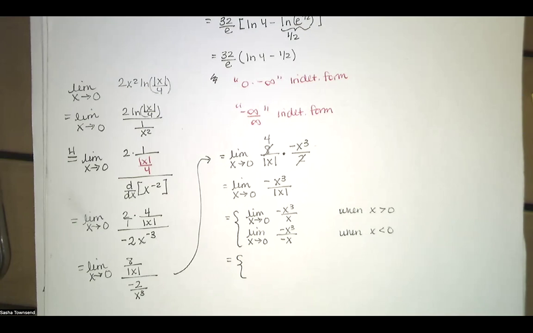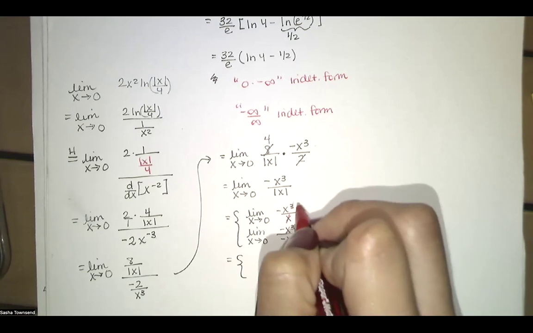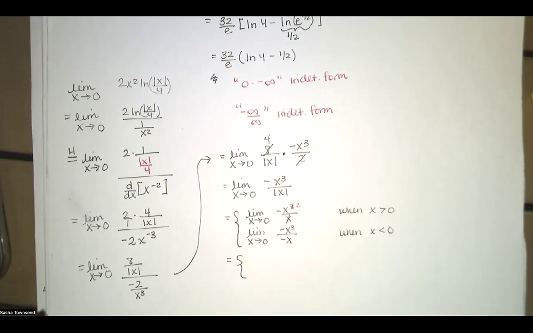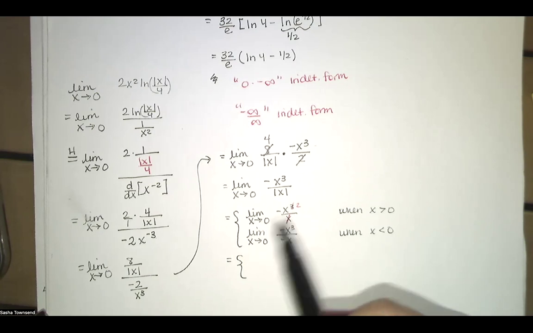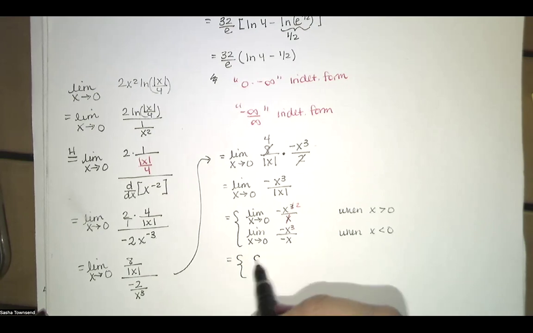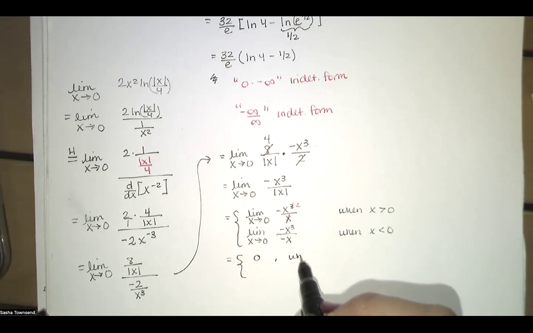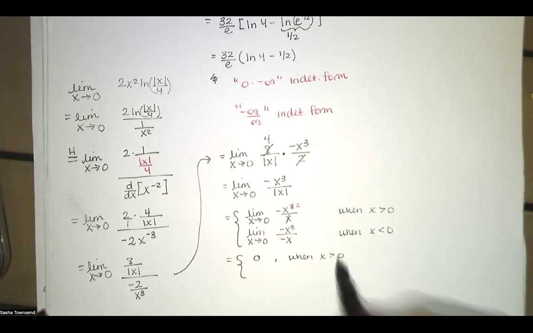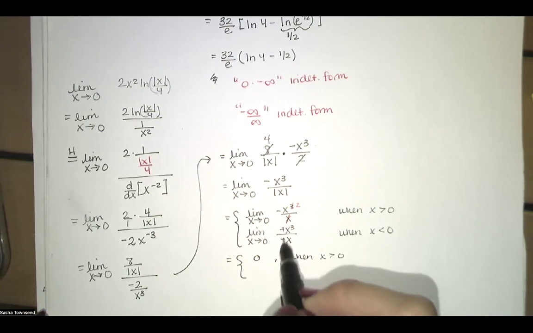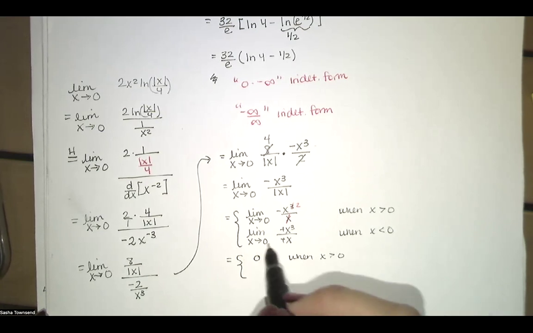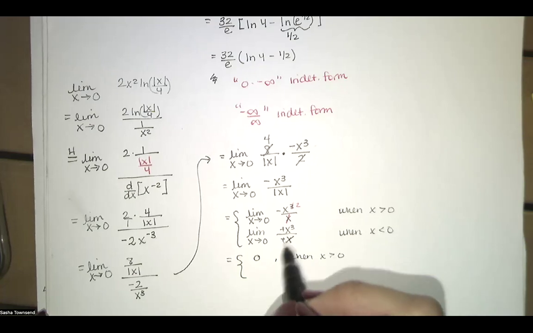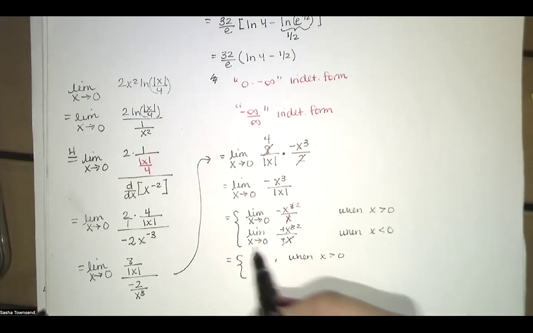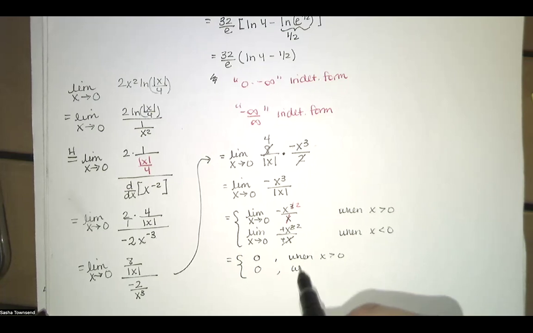But one of these x's will reduce here, and so we'll just have a negative x squared, and the limit of negative x squared as x approaches 0 is going to be 0. And then the negative and the negative reduce there, so we're going to have the limit as x approaches 0 of positive x squared, because one of the x's reduces. And so we get 0.